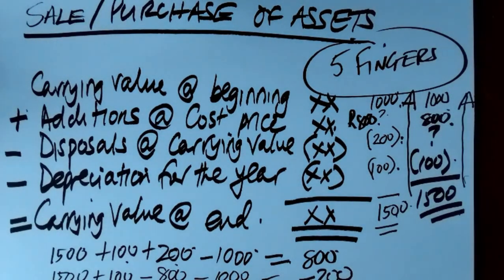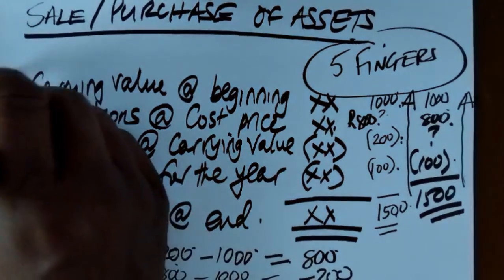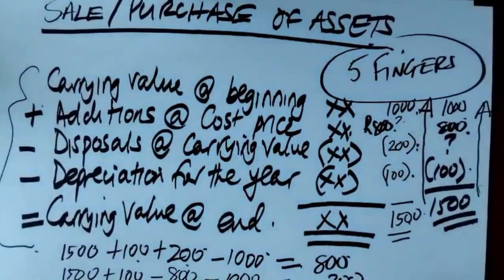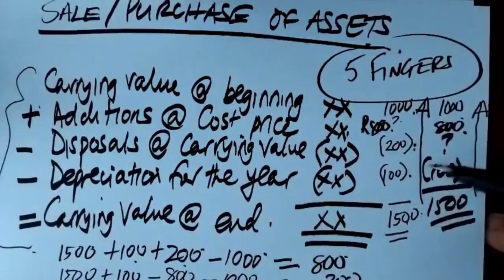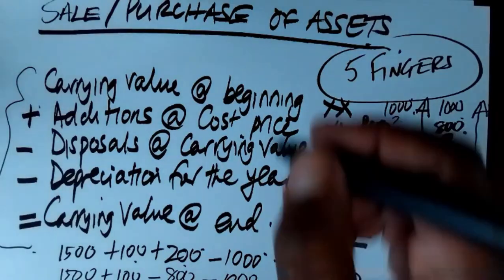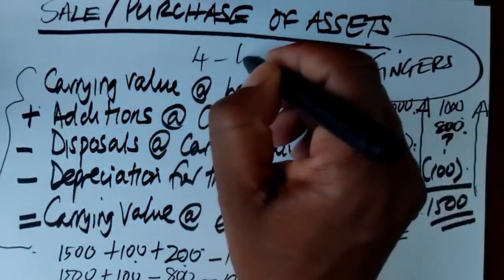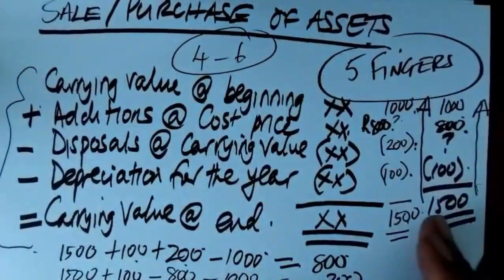So when you're dealing with fixed assets, it's always advisable to use your 5 fingers so that you can get everything right. You work from the bottom going up, and then it will give you the answer. You're going to see it's very simple, because this question will normally be 4 to 6 marks. These are 4 to 6 marks for free.